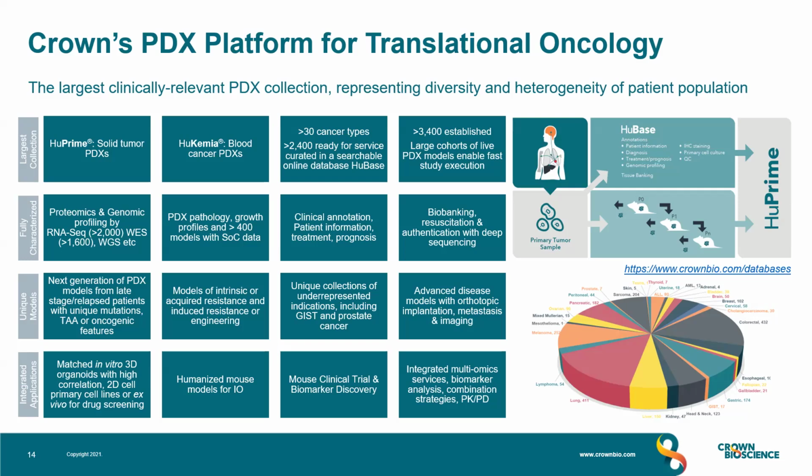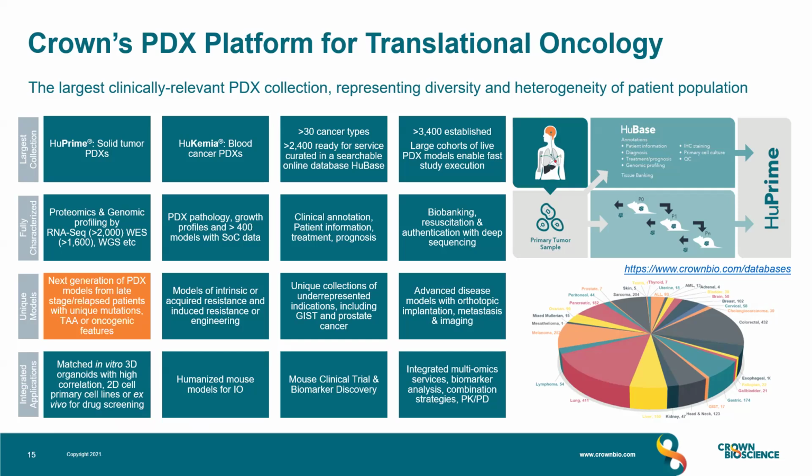And this gives a high-level overview of our PDX biobanks. Some of the key features, applications, the benefits, all represented by the different boxes. So for example, the breadth of collection is shown in the top row, and the different types of cancers in the pie chart. The full characterization that's undertaken in the second, and then you have the database on the right, which is HuBase. Our HuPrime collection is for solid tumors, and our leukemia models are for liquid tumors. We then have next the unique models within the collection, and some examples I'll show later as well, and also the integrated applications on the bottom row.